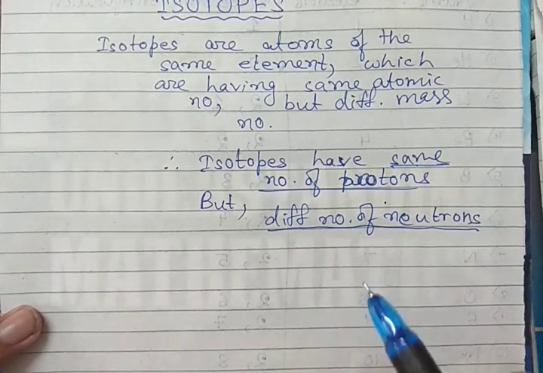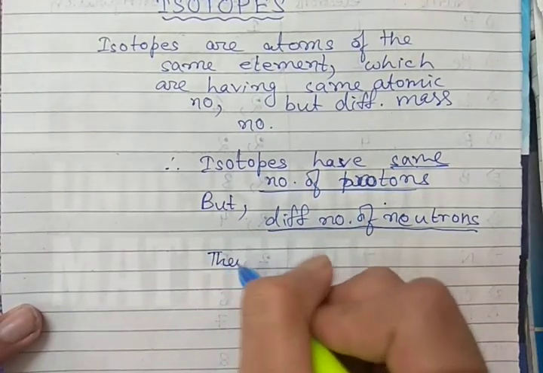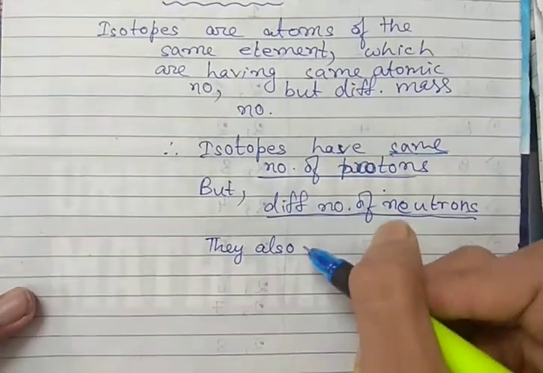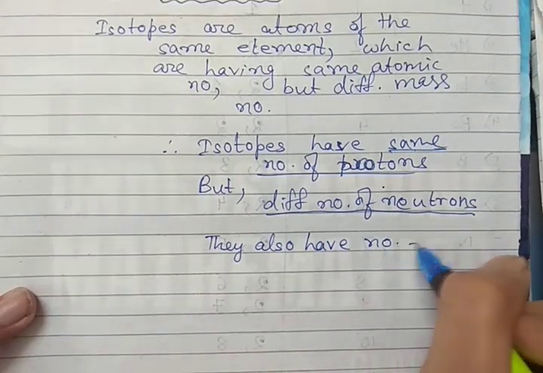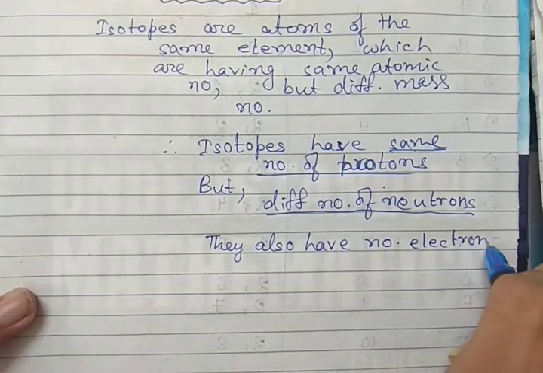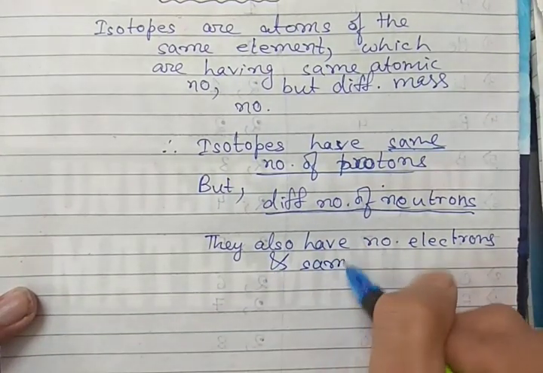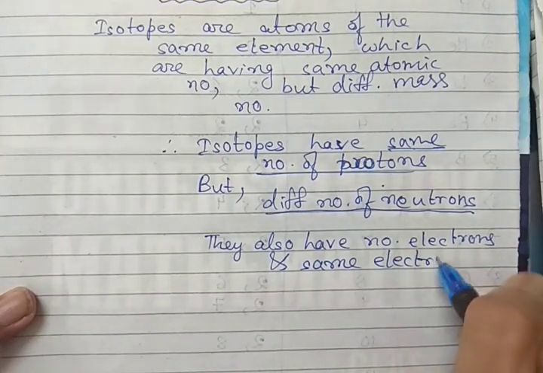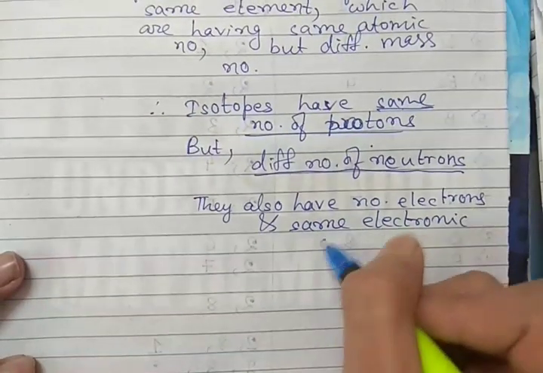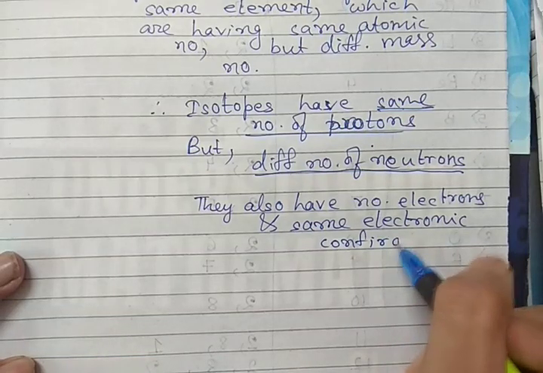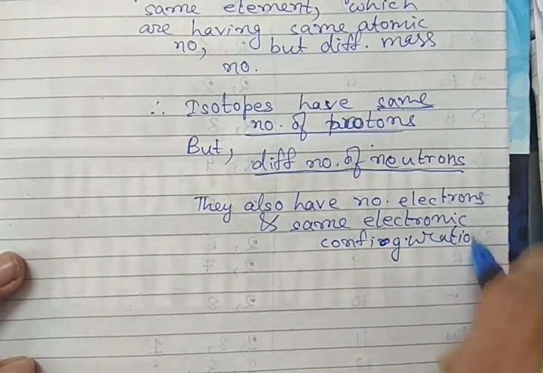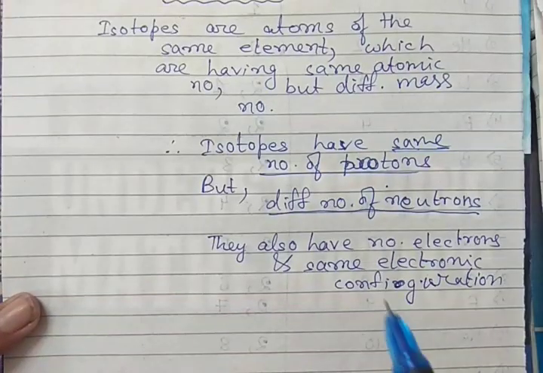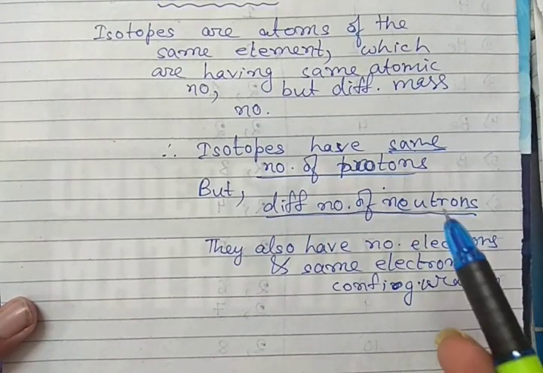They also have the same number of electrons and the same electronic configuration. Why is it so? Now we already know that an atom is electrically neutral and each atom has the same number of protons and electrons.